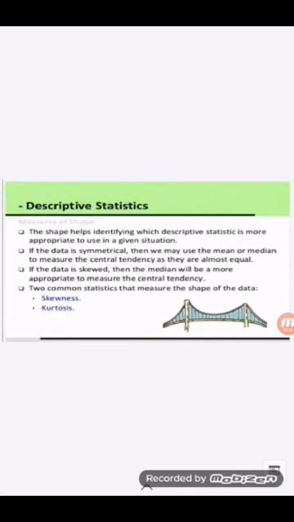The shape helps identify which descriptive statistic is more appropriate to use in a given situation. If the data is symmetrical, then we may use the mean or median to measure the central tendency as they are almost equal. If the data is skewed, then the median will be more appropriate to measure the central tendency.